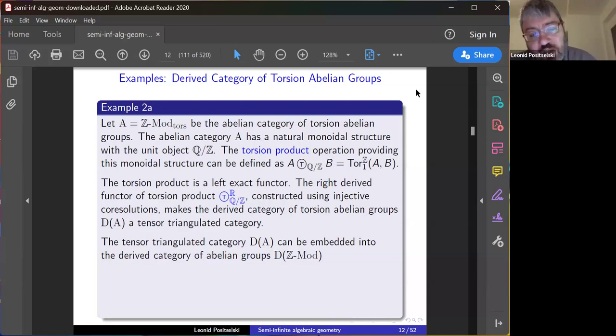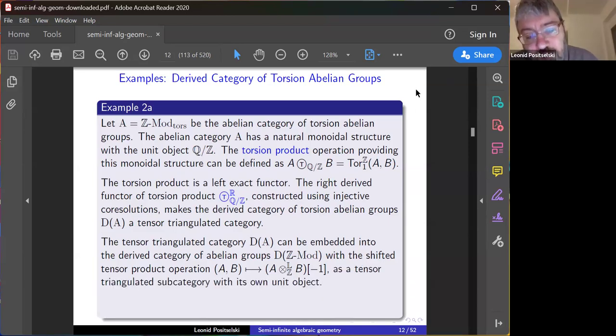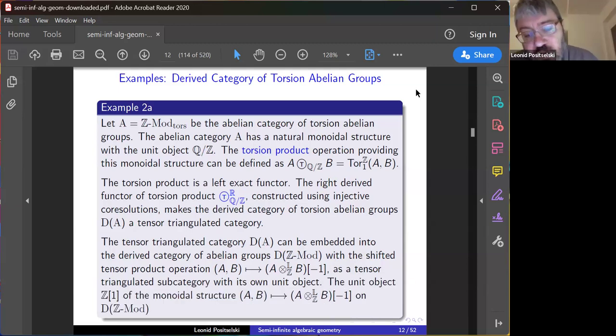The tensor triangulated category D of A can be embedded into the derived category of abelian groups, all abelian groups, with the shifted tensor product operation: A, B goes to the left derived tensor product shifted by minus one. A tensor triangulated subcategory with its own unit object. The unit object Z of the monoidal structure on D of Z-mod is different from the unit object Q over Z of D of Z-mod-tors.